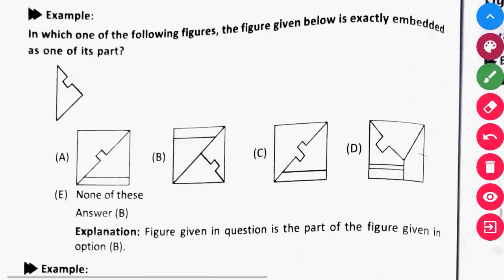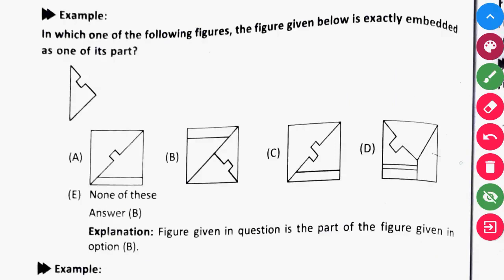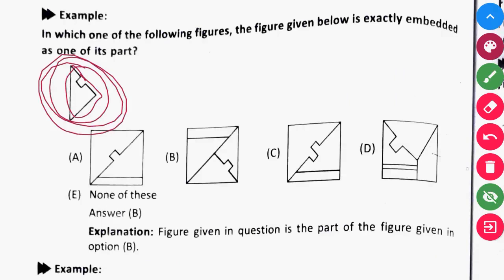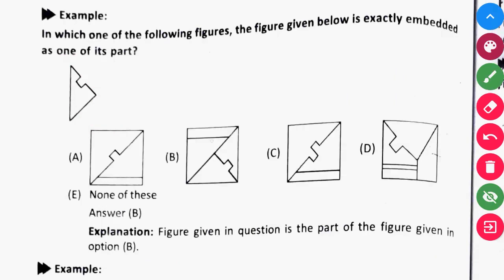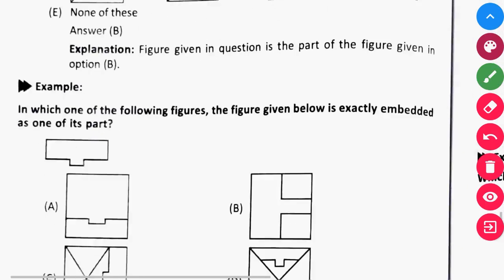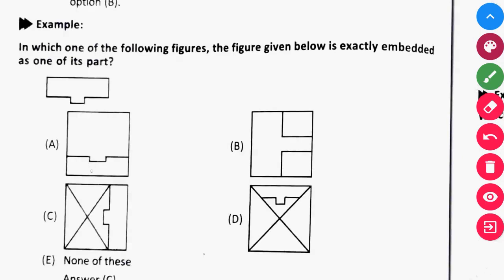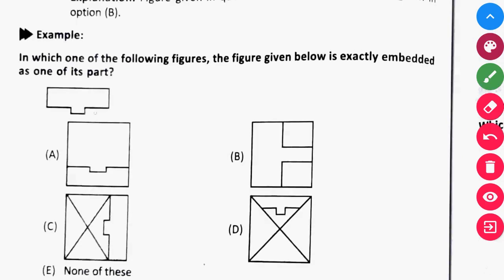Now we have to find embedded figures. This question is given and you have to identify in which one of the following figures this part is embedded. So we have to think like that and solve it. You can already see the answer, so I am not explaining it. Now the next question is again like this. You have to find the embedded part inside it.